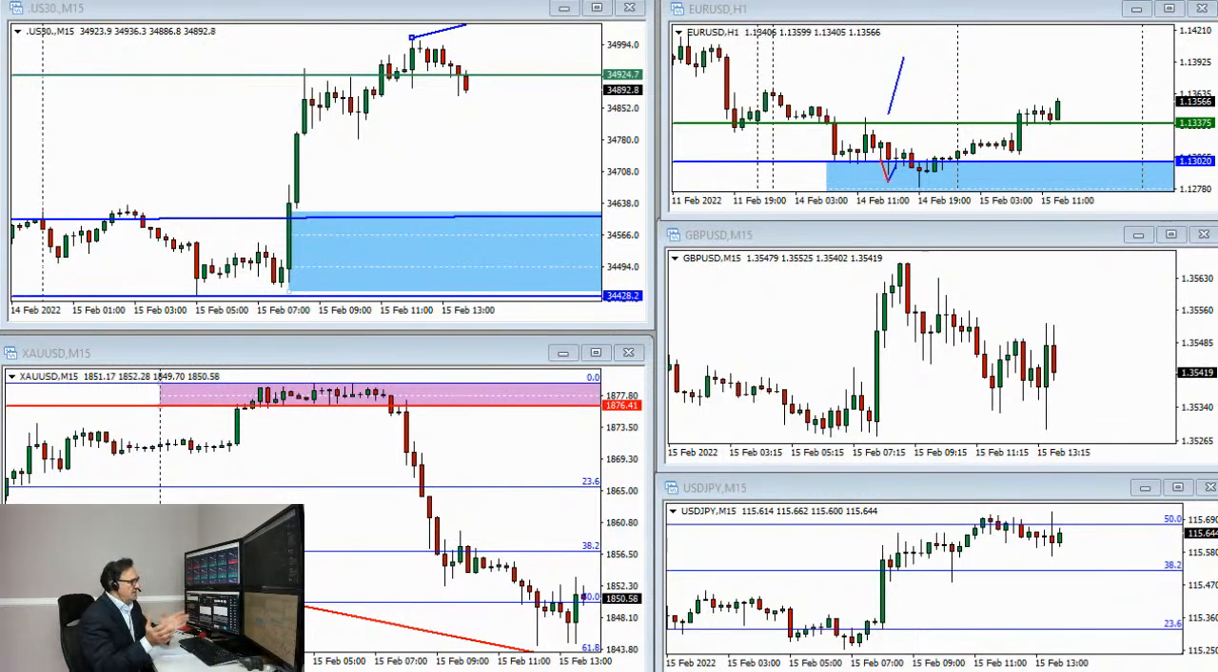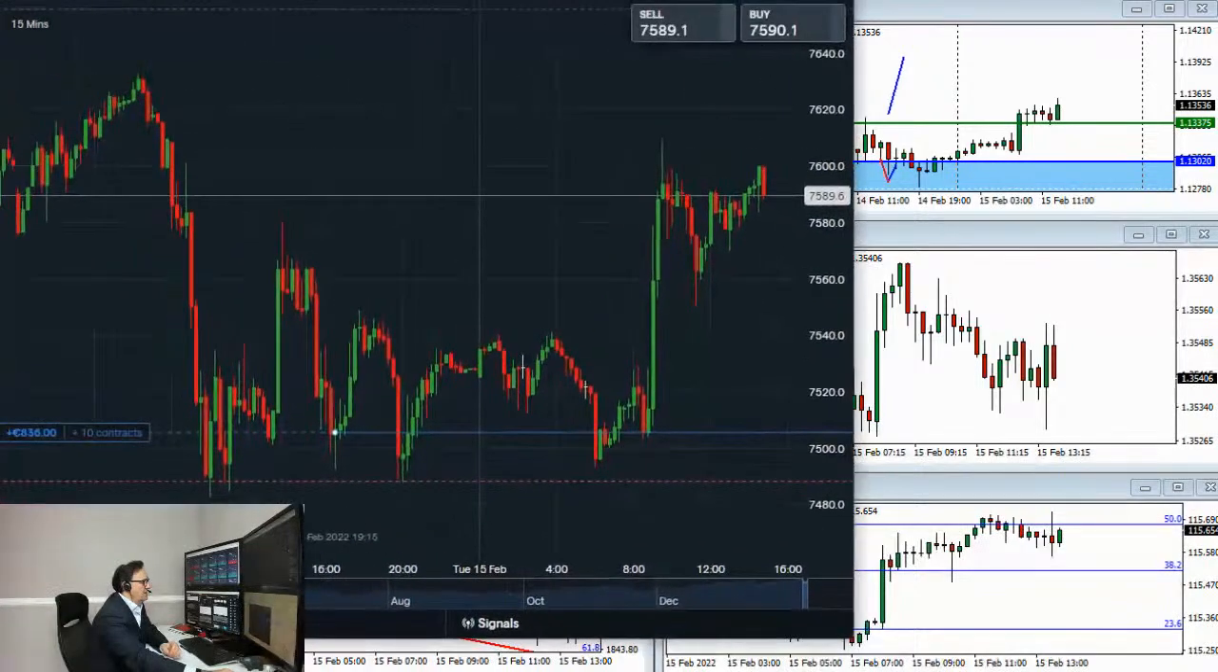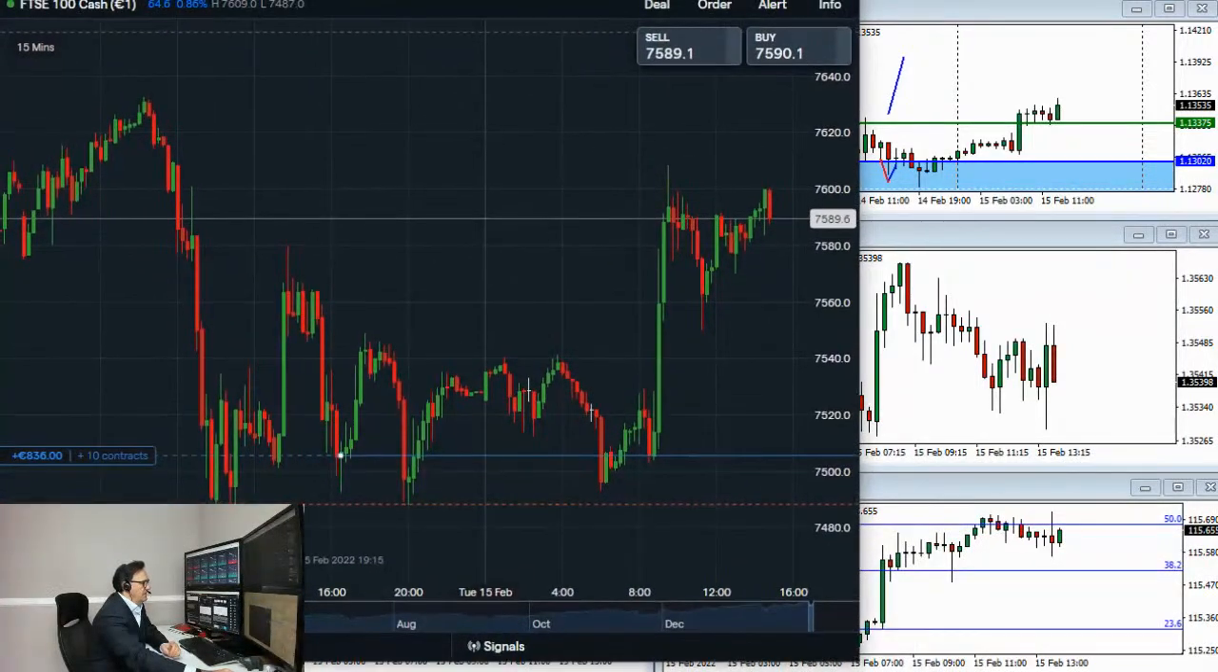So first things first, let's talk about those trades that I currently have open. The first trade that I have open is FTSE long. So let me show you that one. This is the trade. Yesterday's trade is closed. This is a new trade.